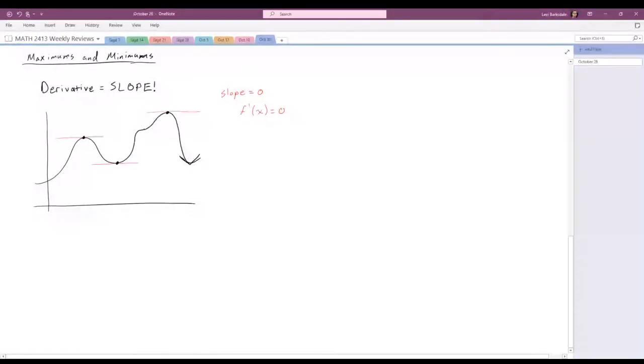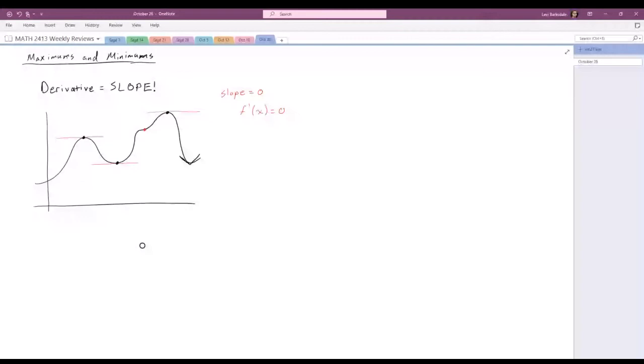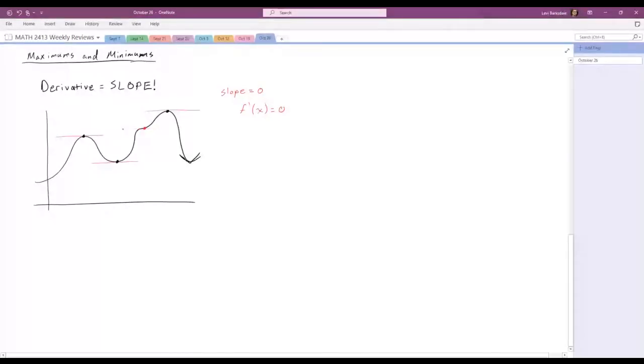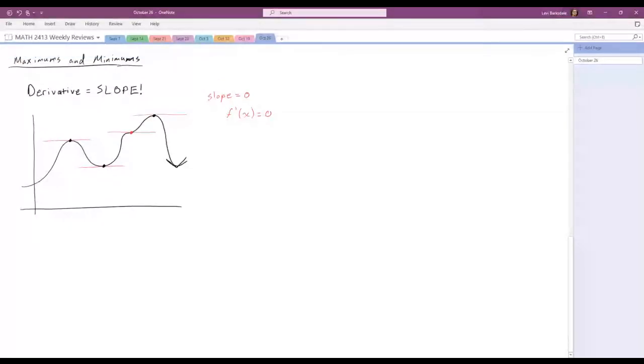One thing to note, though, is it's not necessarily true that every point where you have a 0 slope is a maximum or a minimum. For example, we have this point right here, or if I can draw a decent tangent line, you can see that we do have a tangent line, but it's not a maximum or a minimum. Anyway, though, this concept is basically how we will find maximums and minimums of various functions.